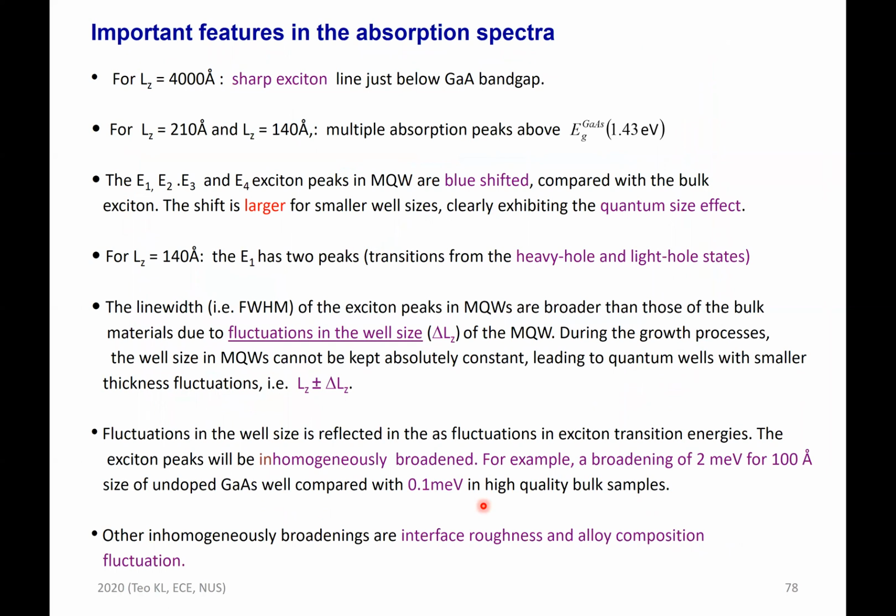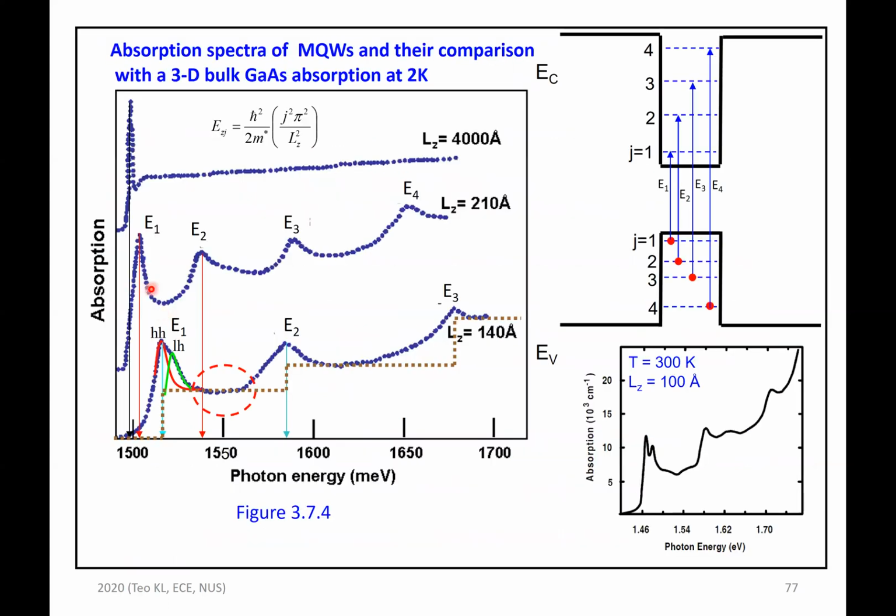Now, all that I have mentioned is described down here. The other important point is about the line width. Remember, in photoluminescence, the peak itself has a line width, which we call the full width at half maximum. So this width is the line width, the full width at half maximum.